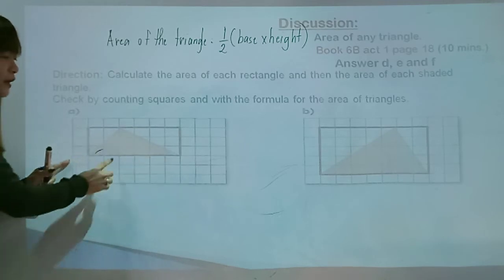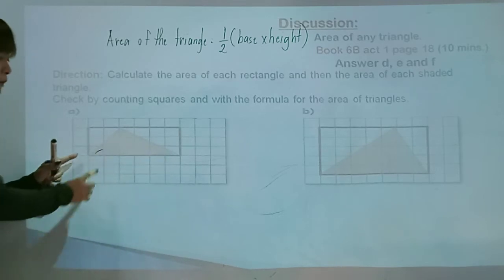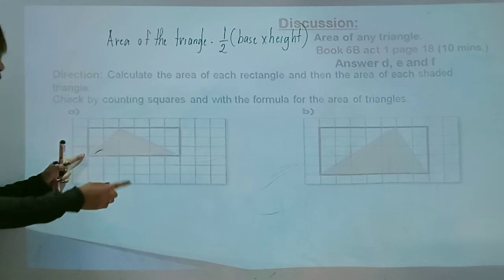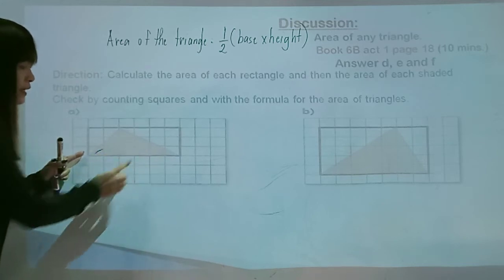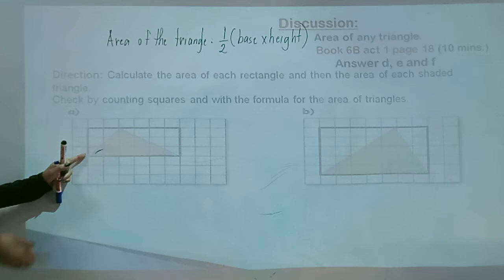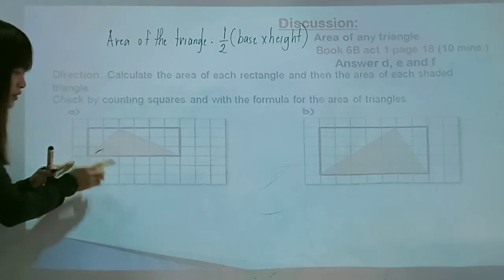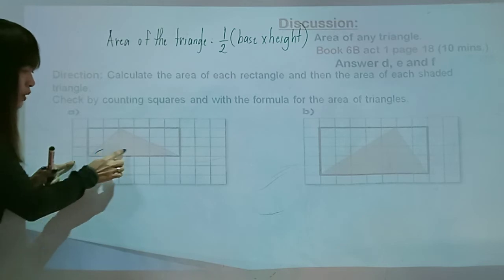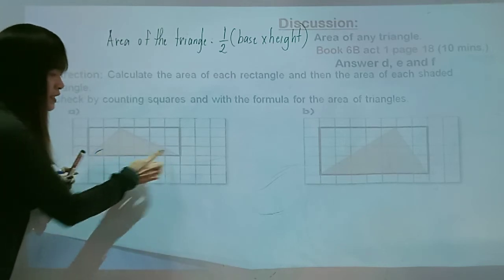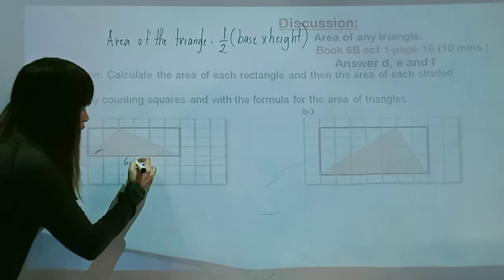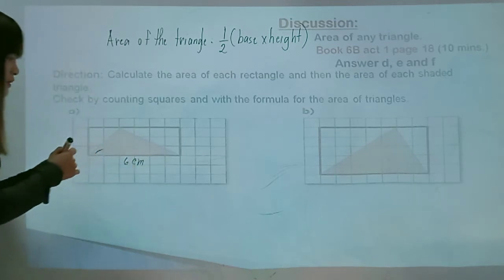Okay? How are we going to find the area of this rectangle? By counting the shaded part. Okay, let us proceed to the base. Let us see how many centimeter or how many squares are there in the base. So let us count the shaded part. 1, 2, 3, 4, 5, 6. Therefore, we are going to write this one as 6 centimeter.